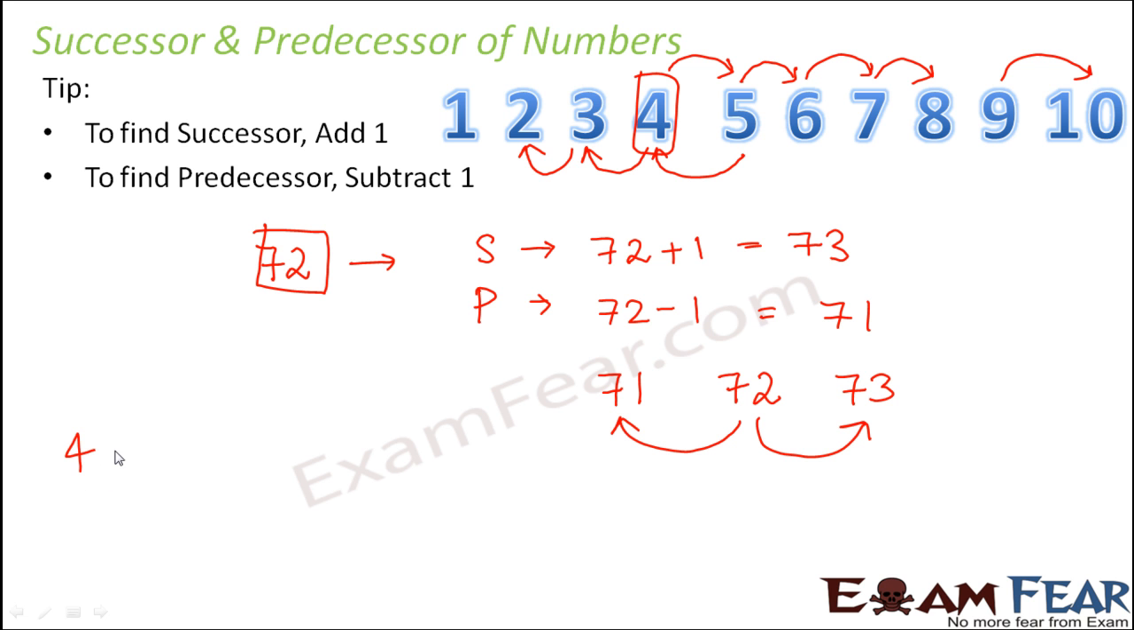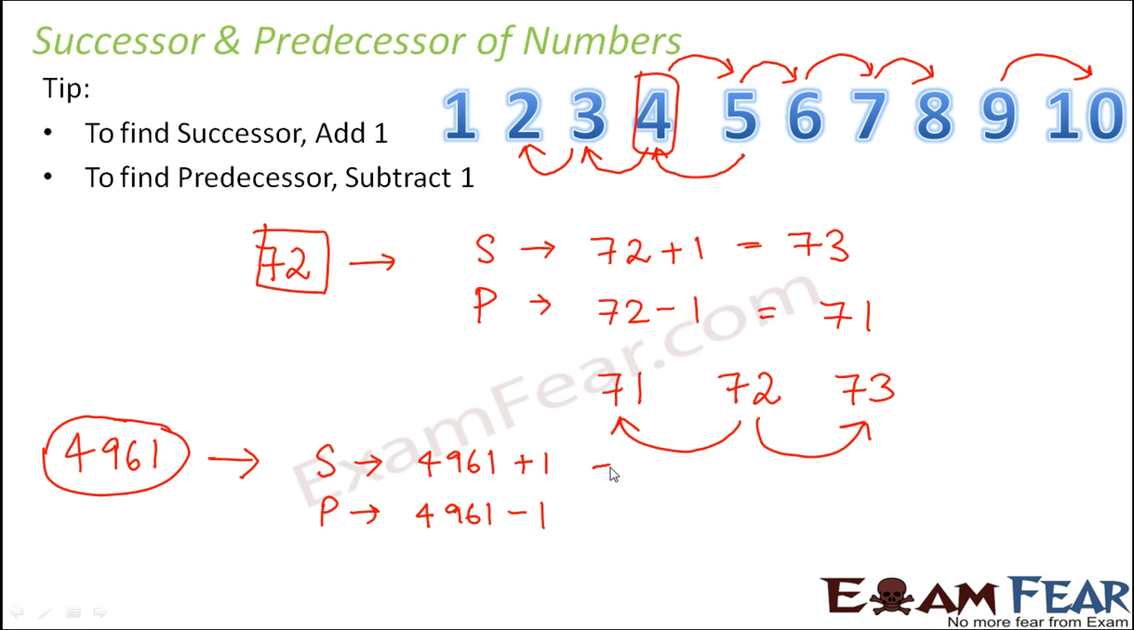Let's consider another example, a yet bigger number, for example 4961. If you have to find out the successor and predecessor of 4961, the successor would be 4961 plus 1 and the predecessor would be 4961 minus 1. So 4961 plus 1 would be 4962 and minus 1 would be 4960. In this way we can find out the successor and predecessor of numbers.